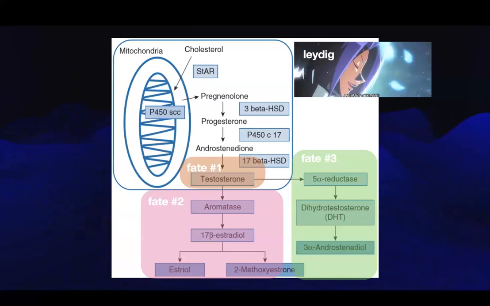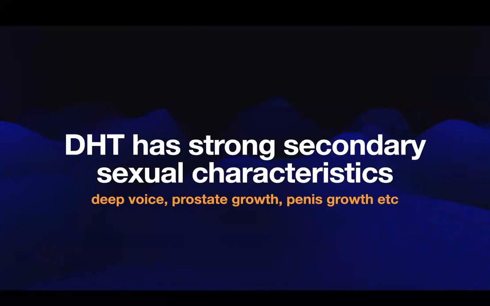And the third fate that we spoke about before is the conversion of testosterone into its more active component, which is dihydrotestosterone via the enzyme 5-alpha reductase. Now, DHT has strong secondary sexual characteristics, is very important for the development of a deep voice, is very important for the development of prostate growth, it's very important for the development of penis growth, etc. Okay, it's what's really gonna give you that external genital tract. It's really what's gonna make you look like a guy by having a big penis or whatever.